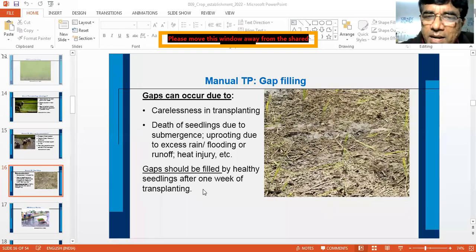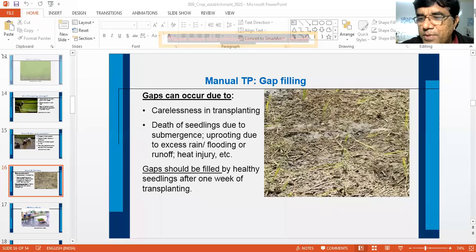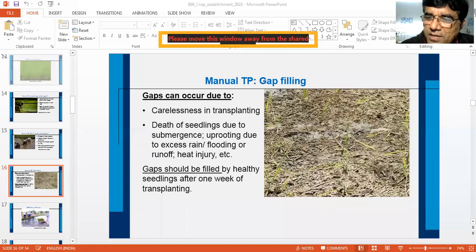So you need to fill the gap. Filling the gap is also necessary. If you do not fill the gap, then your growth and yield will be affected. You will get less yield. So after 1 week of transplanting, the farmer should walk around the field and find the blank spaces, and those blank spaces should be filled by fresh seedlings. So gap filling is also important. It is done in many crops. In sugarcane also, after harvesting the first crop, you go for gap filling.